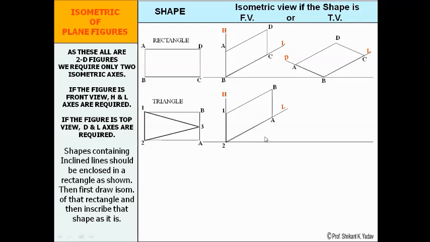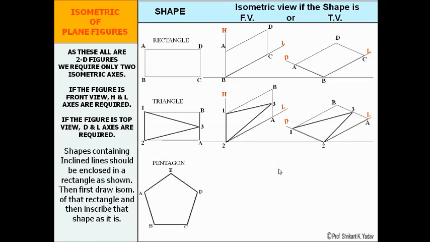After getting the third point, we just have to join point 1 to point 3 and point 2 to point 3 to complete the isometric shape of the triangle. So this triangle we have transferred on the vertical isometric plane. The same procedure can be used to transfer the triangle on the top plane.